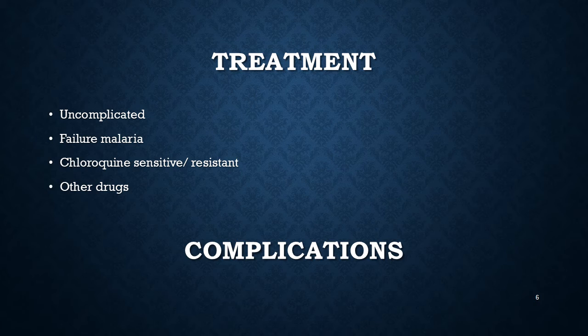Treatment. The treatment for uncomplicated malaria could be tablet chloroquine once daily for 3 days, total dose of 25 mg base per kg. Also, tablet primaquine 0.5 mg per kg single dose on the 4th day. The treatment for failure malaria could be tablet quinine 10 mg per kg TDS for 3 days. Also a single dose of sulfadoxine plus pyrimethamine at the dose of sulfadoxine 25 mg per kg and pyrimethamine 1.25 mg per kg on day 3. Additionally, tablet primaquine 0.5 mg per kg single dose on the 4th day.